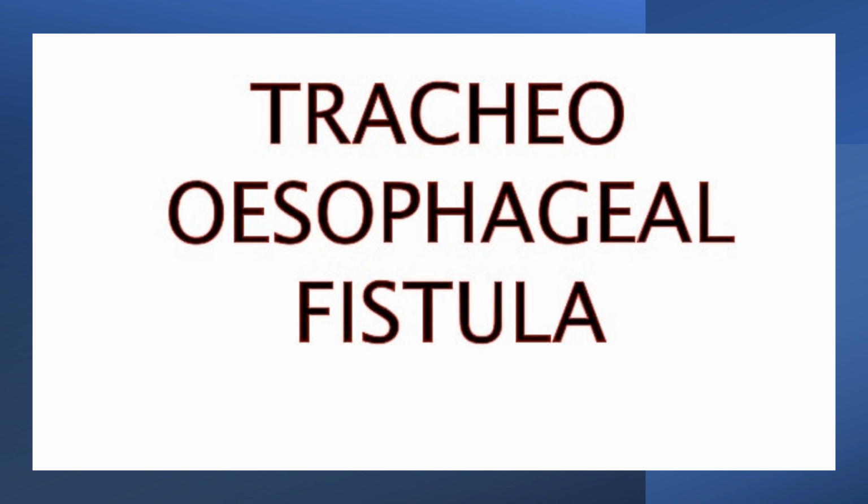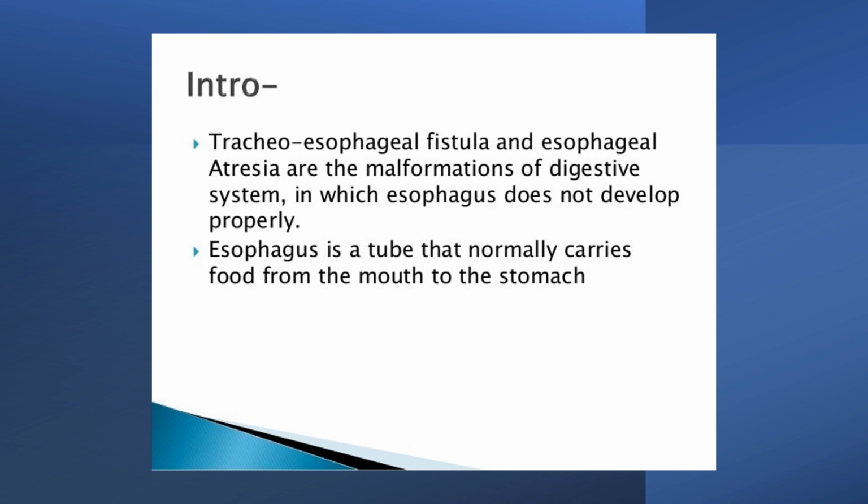Hello everyone, today we are going to learn about Tracheo-esophageal fistula, which is one congenital disorder of the gastrointestinal system in child health nursing. So let's start with the introduction. Tracheo-esophageal fistula and esophageal atresia are malformations of the digestive system in which the esophagus doesn't develop properly. The esophagus is a tube that normally carries food from the mouth to the stomach. In this condition, the organs mainly affected are the trachea and esophagus.